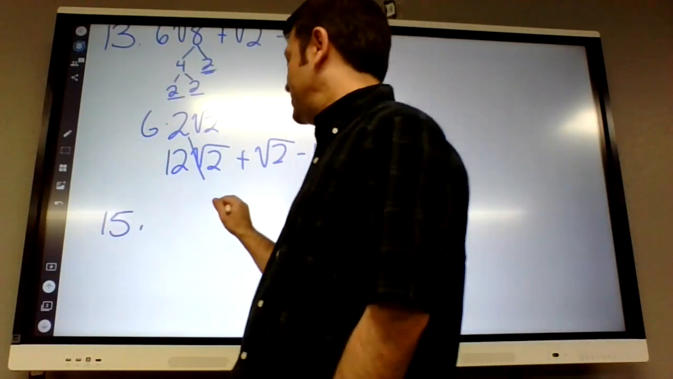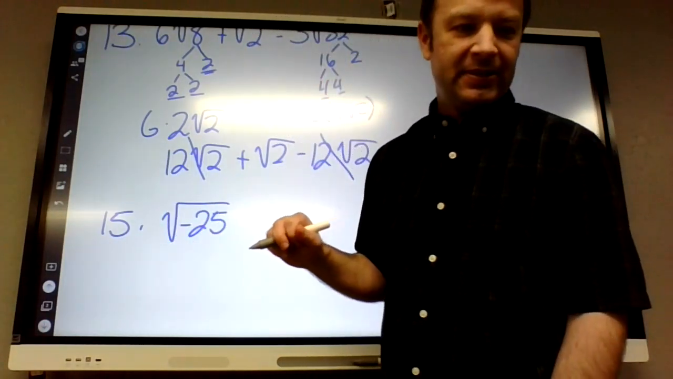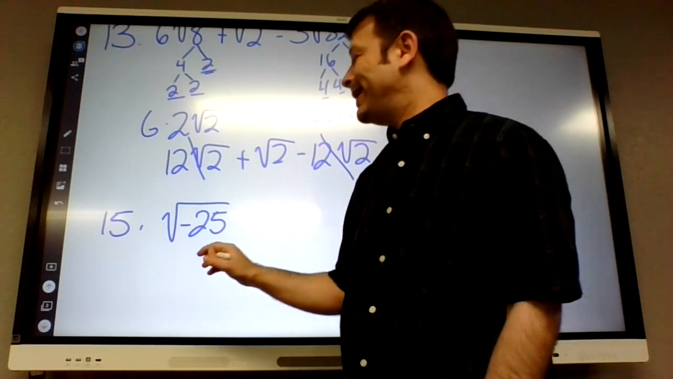All right, 15. What's the square root of negative 25? 5i. Yeah.